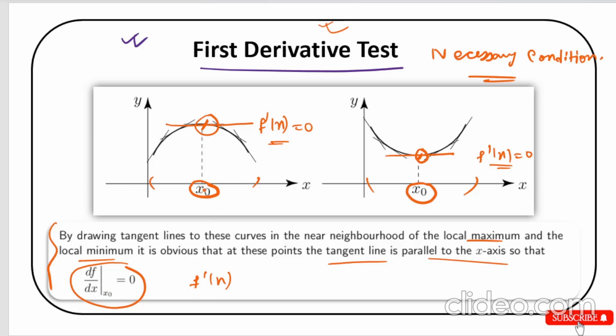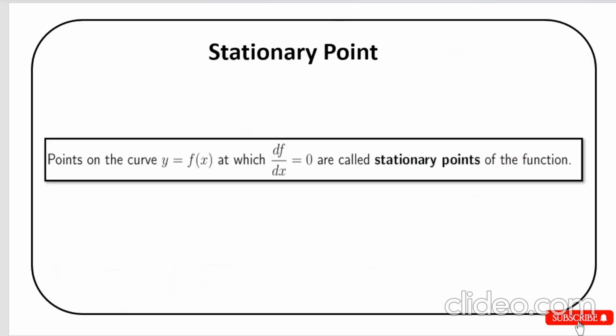At the value x0, if you calculate at the value x0, this will be nothing but 0. So this is the first order necessary condition, which is also known as the first derivative test for both finding the maximum value or finding the minimum value in the local sense. In the local sense.